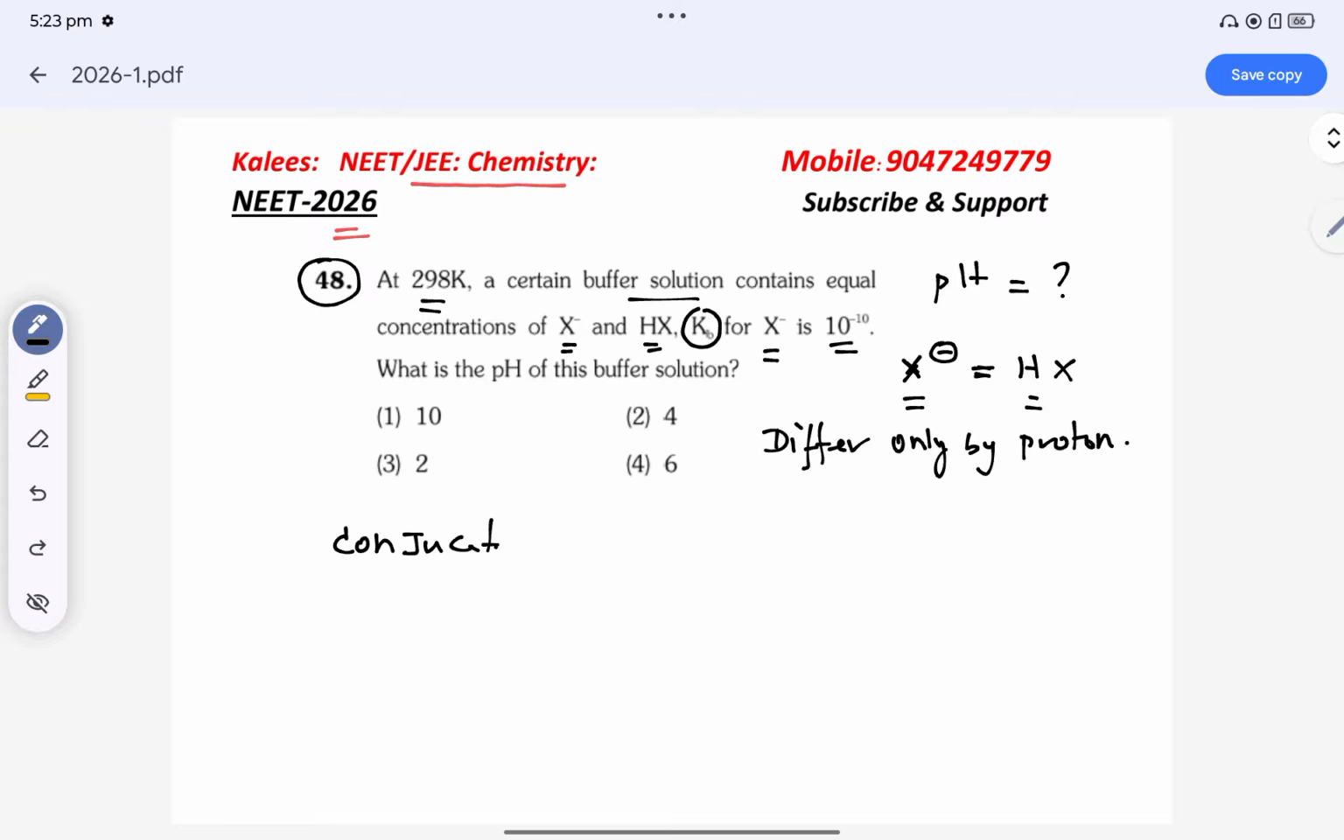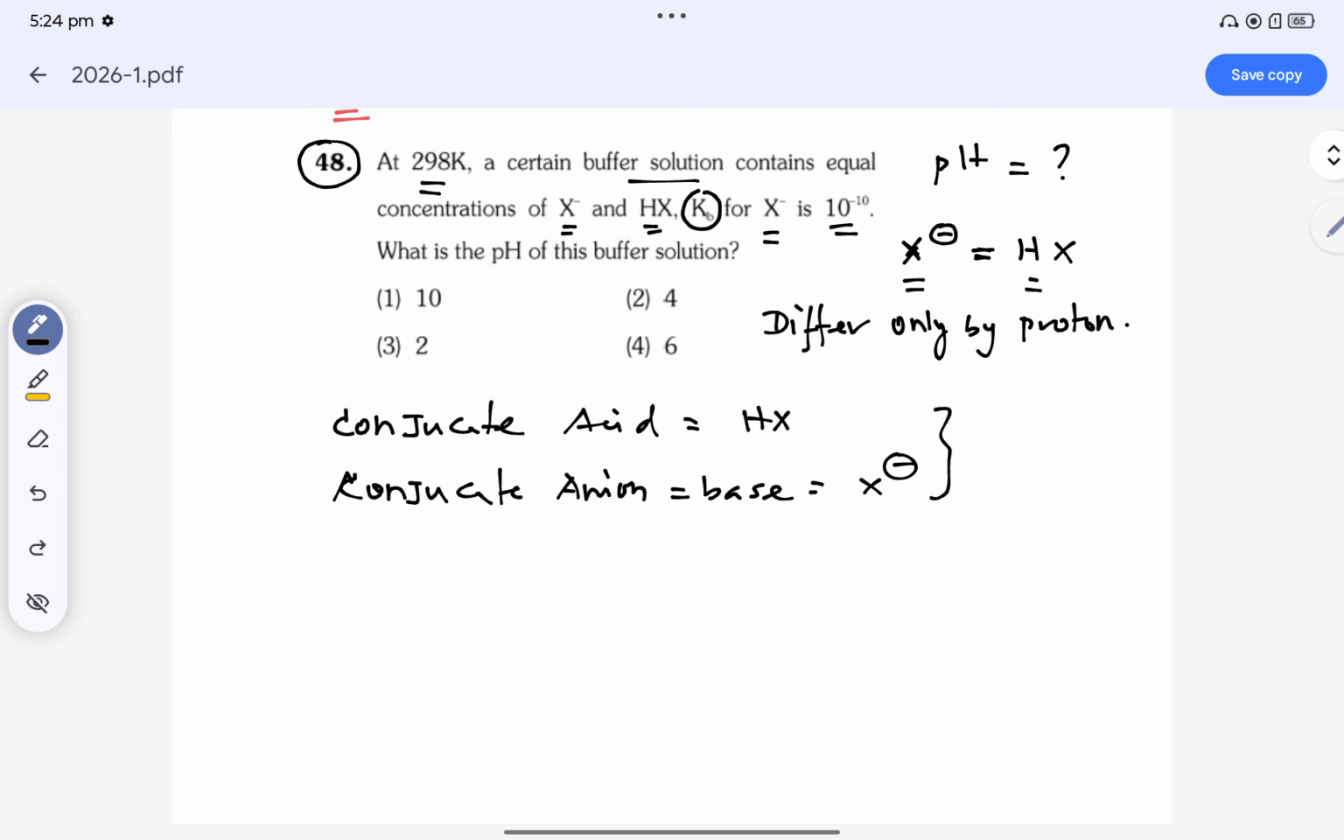Conjugate acid. Which one is the acid here? HX. And the conjugate anion or base is X minus. In the problem, both concentrations are equal. Once we have this idea, we have a special formula: Ka, the acid dissociation constant, multiplied by Kb, the basic dissociation constant, gives the ionic product of water.